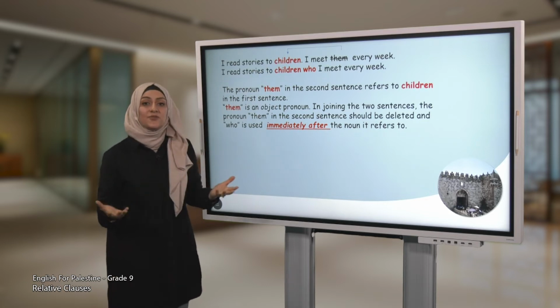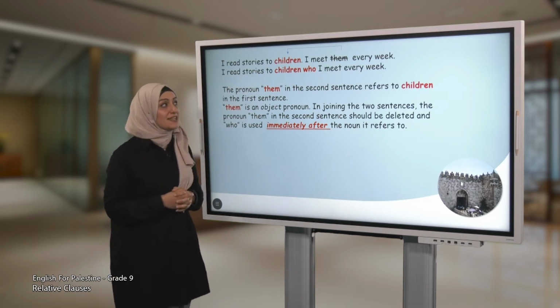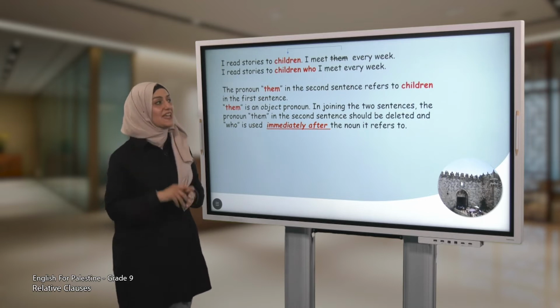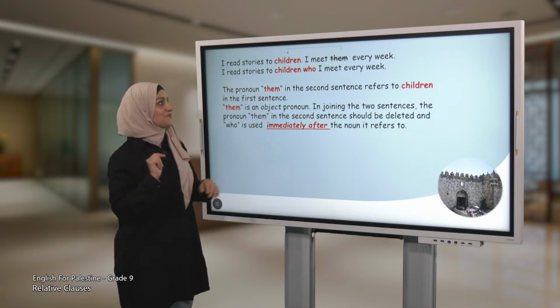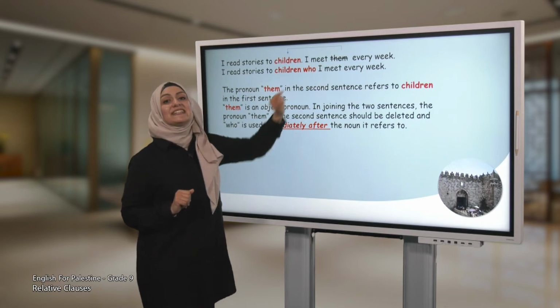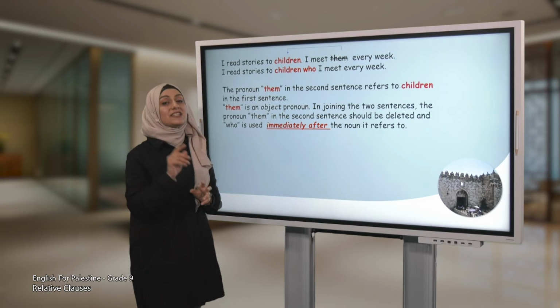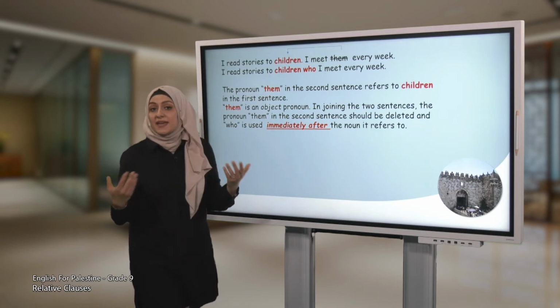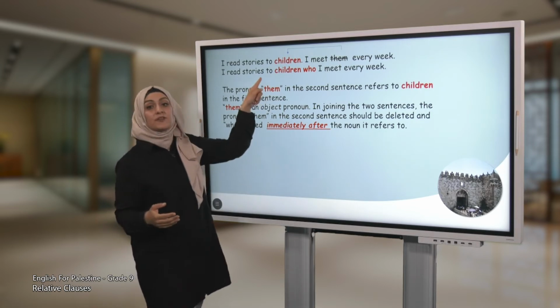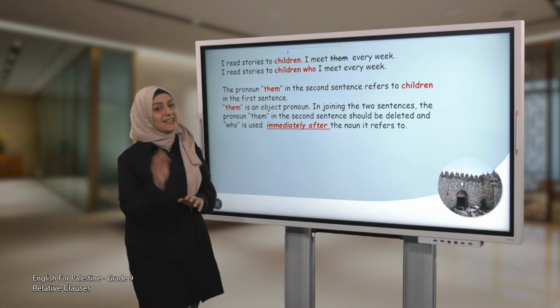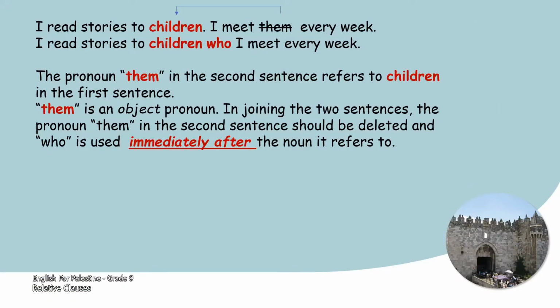But what is the difference with other sentences and other previous examples? The difference is the pronoun here is an object pronoun. It's them. It's not a subject pronoun. Does it make any difference in the relative clause? Yes. Let's see how. I read stories to children who I meet every week.